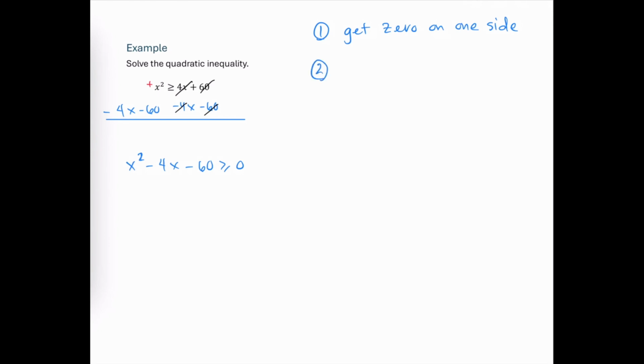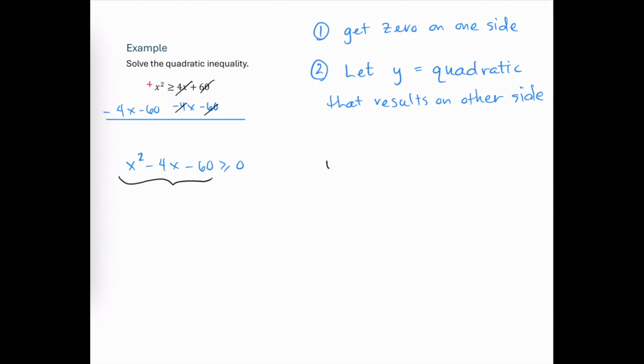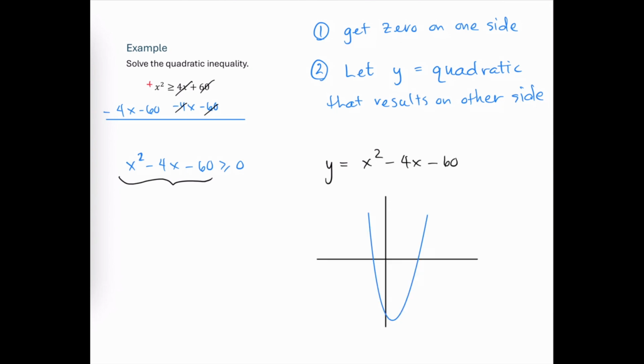So after we have 0 on one side, we're going to let y equals the quadratic that results on the other side. So our quadratic that results on the other side is x squared minus 4x minus 60. We'll set that equal to y so that it can be graphed. Now, without getting too detailed with the graph of our quadratic, let's just notice that it is an opening up parabola that has a y-intercept of negative 60 way down here. We can see that if we plugged 0 in for x, we would get negative 60 out for y.